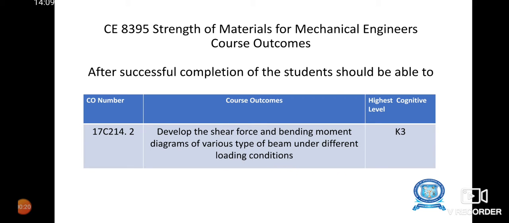After successful completion of this unit, the student should be able to develop the shear force and bending moment diagram of various types of beam under different loading conditions. The knowledge level in this unit is K3. We have discussed the problem based on a simply supported beam with point load and UDL applied.